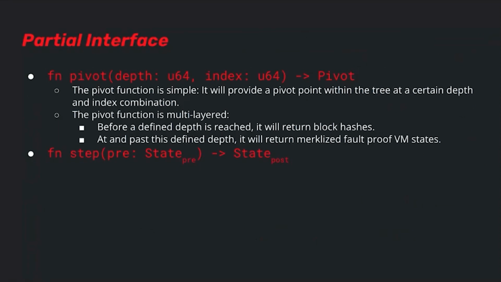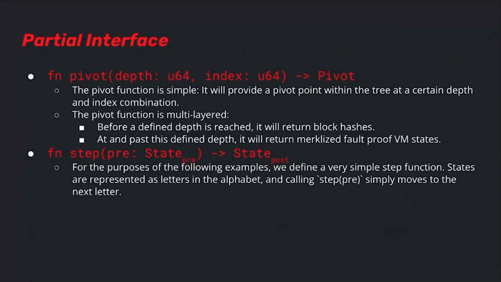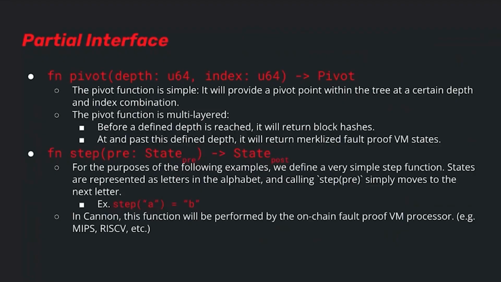And so we also have the second function, which is called step, and accepts a pre-state and produces a post-state. For the purposes of the following examples, so that I don't have to put a bunch of hashes on the screen, we define a very simple step function. States are represented as letters in the alphabet, and calling step on a pre-state simply moves to the next letter. So step A goes to B, etc. And in Canon, this function will actually be performed by the on-chain fault-proof VM processor, which is MIPS, RISC-V, etc.